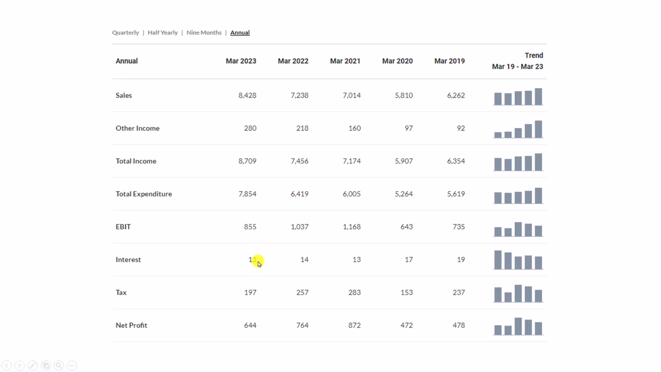This minus this and this is this. 855 minus 13 minus 197 is this. And this is net profit. This is the actual profit that the company has made during the last year.